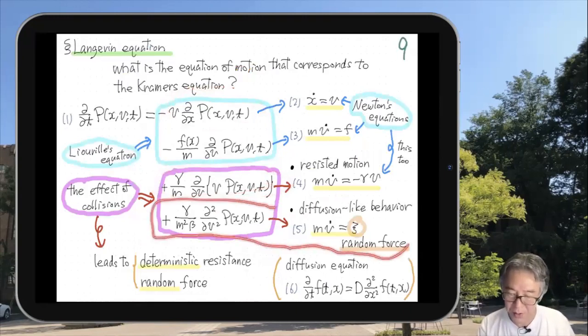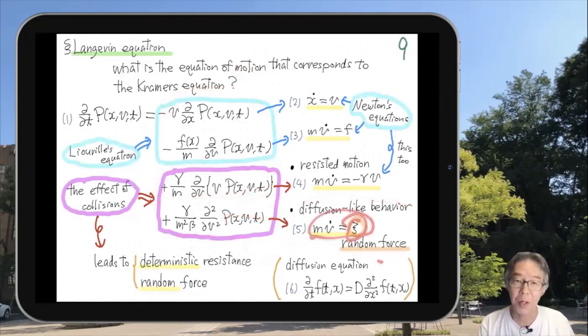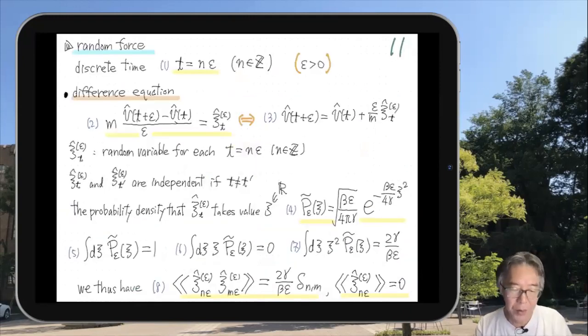Okay, now that was an easy one, and I will now discuss this diffusive-like behavior and the equation of motion with a random force. Now for some technical reason, again, I will treat time as a discrete variable, and I assume that t is always an integer times epsilon, which is a fixed, very small constant.